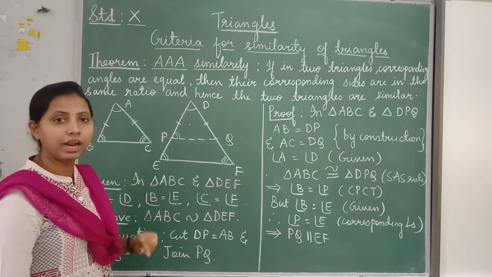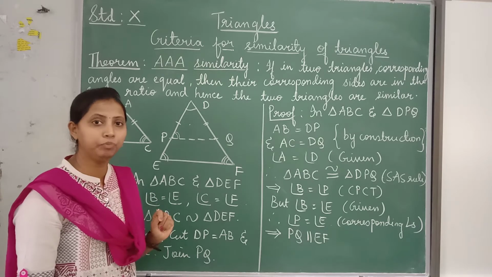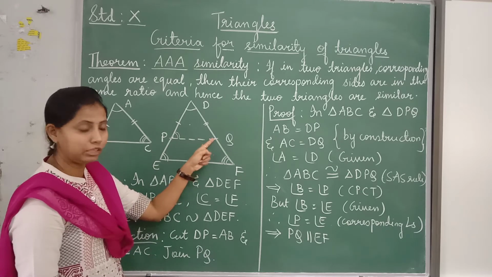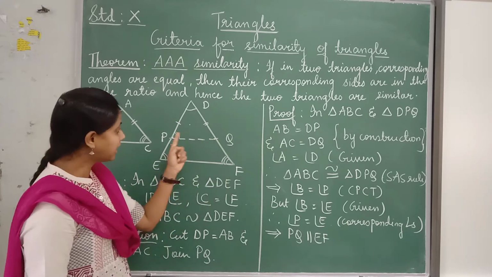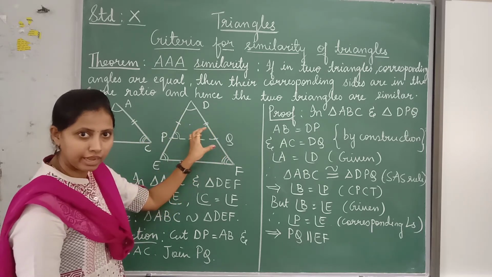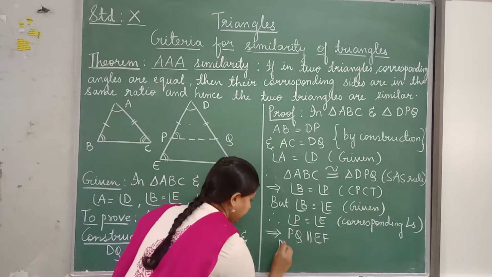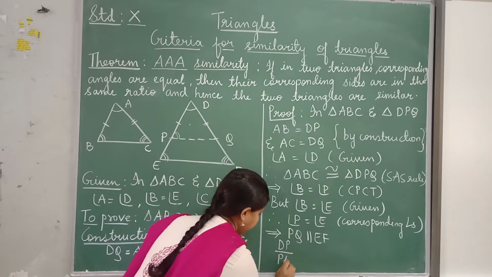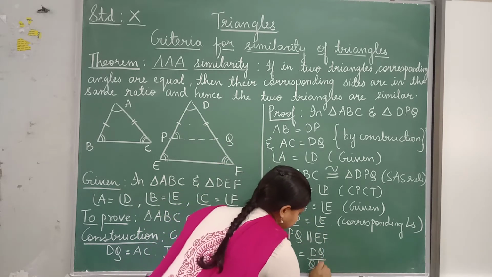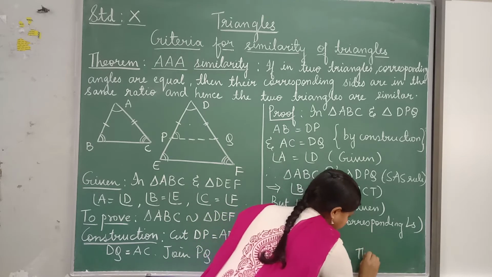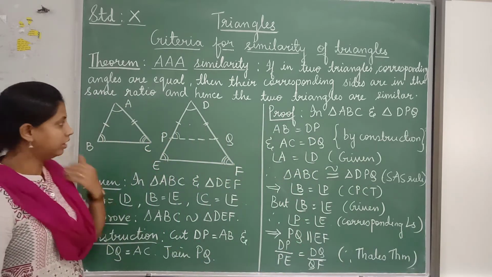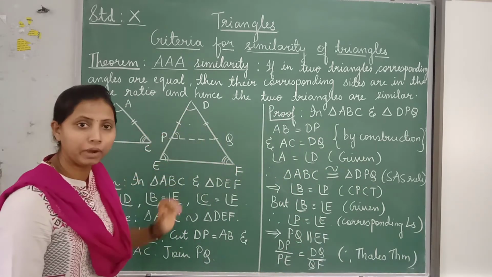Now in this triangle, you can see we have learned the first theorem, Thales theorem. So what was the Thales theorem? If a line is drawn parallel to one side of a triangle, intersecting the other two sides, divide them in the same ratio. Yes, this is because of Thales theorem. Now see, DP by PE is equal to DQ by QF.